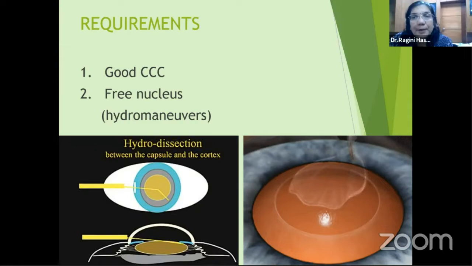To have the preliminary steps of a good safe incision, a good capsular access, or even a can opener, and a free nucleus is very important. One must know a good CCC for the best results, and a free nucleus is ensured with the hydromaneuvers, as we have already seen.